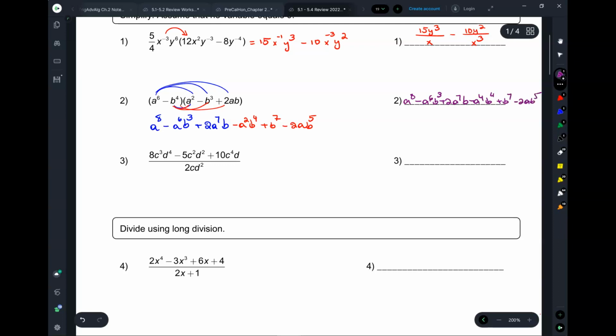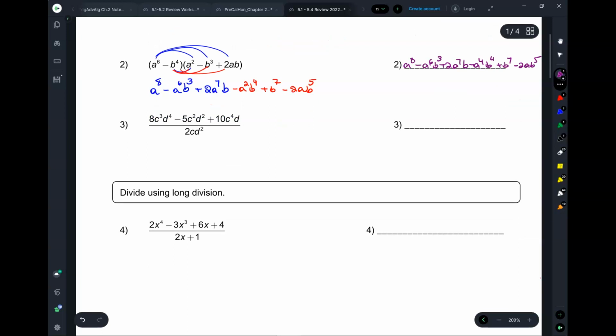Okay, so the next one, what do we do? We divide 8c cubed d to the 4 minus 5c squared d squared plus 10c to the 4d by 2cd squared. And do you only divide that one by that? No, you divide all of them. So basically we're going to give each of the numerator terms a term from the denominator, right? So it's going to be 8c cubed d to the 4 over this, minus 5c squared d squared over the same thing, plus 10c to the 4d over 2cd squared.